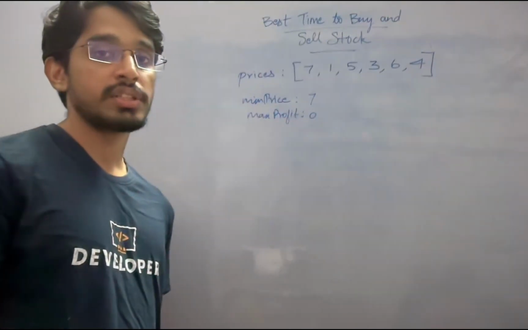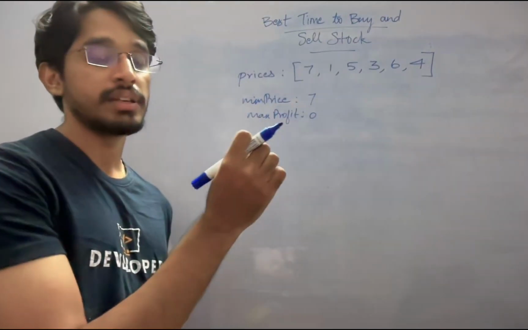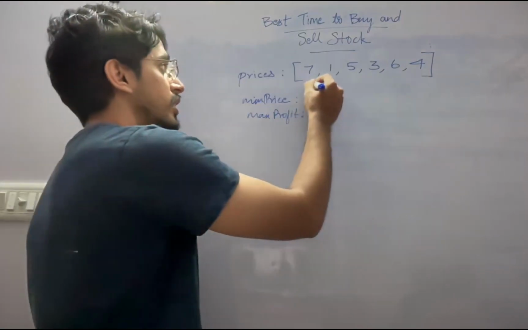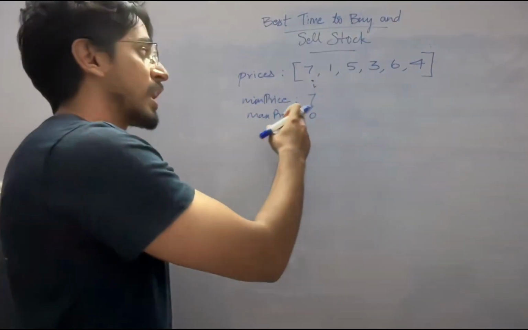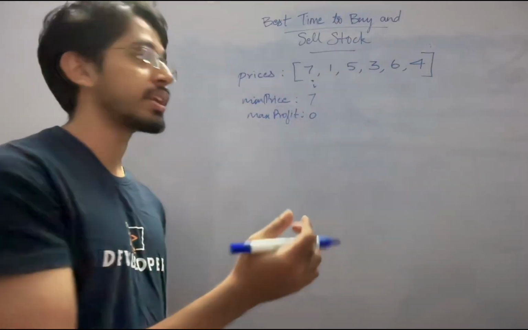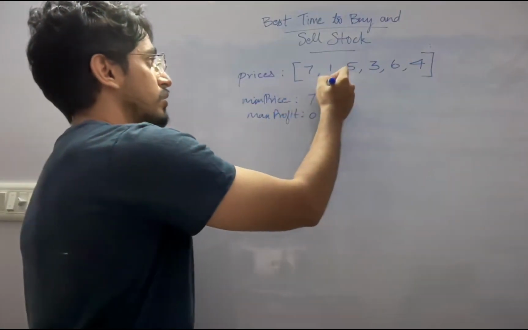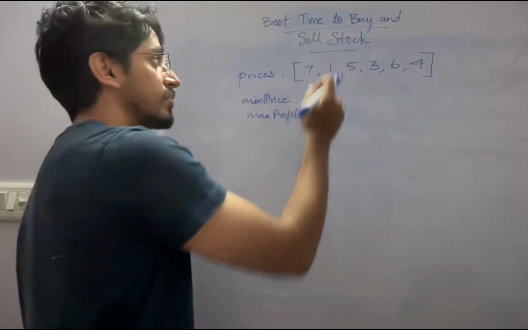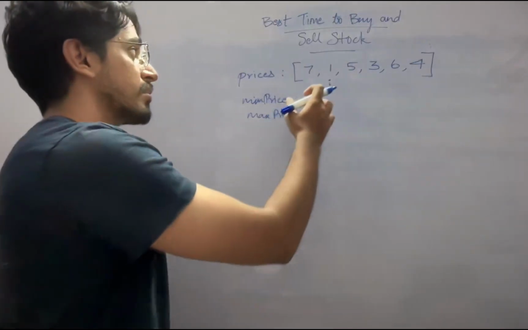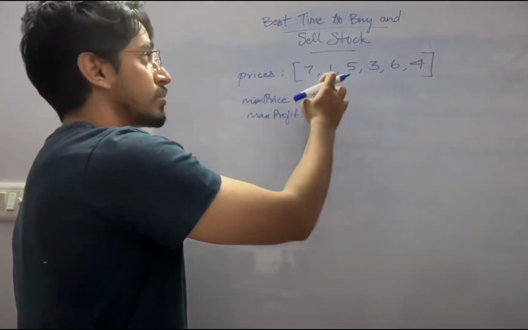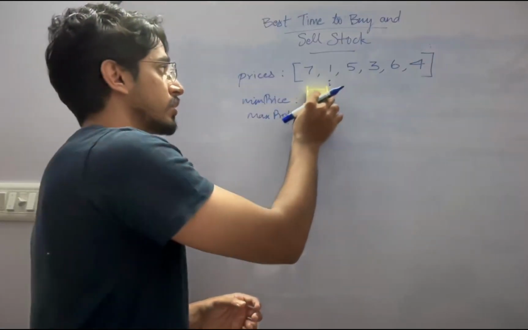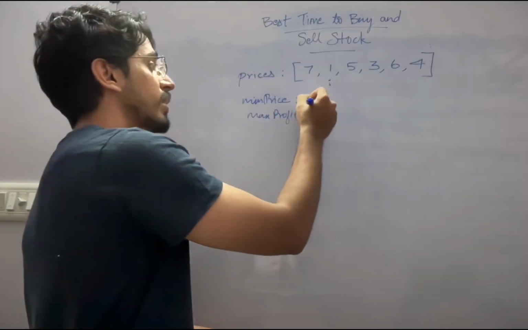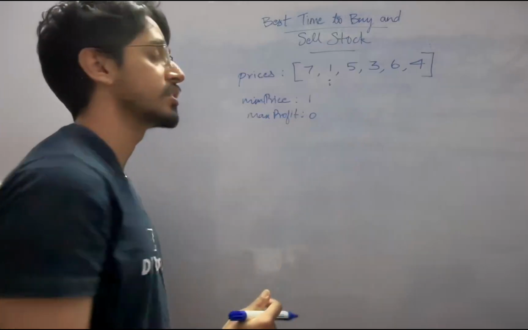Now we just need to loop across each and every element within the array by initializing i. The minimum price is 7 and max profit is 0. Then we increment i, so i is at the first index. Now we check, is this the minimum price? Again, 1 is less than 7, so we update 7 to 1. Now this is the minimum price, and we move on to the next iteration without doing anything else.